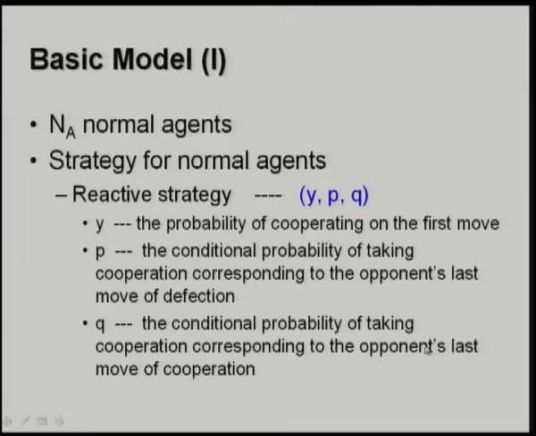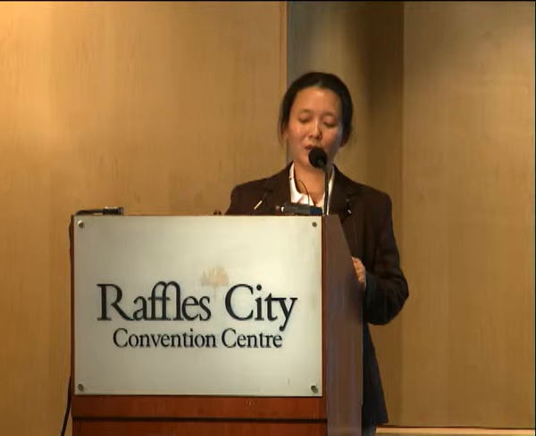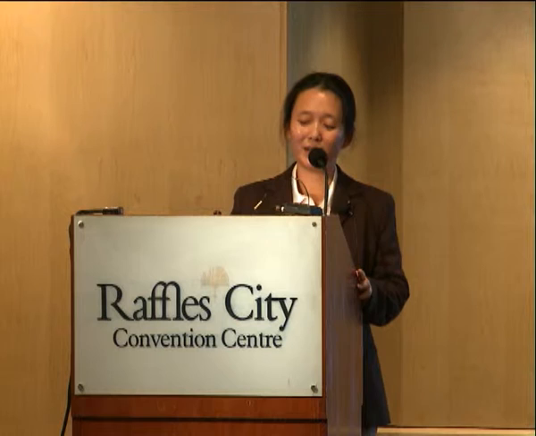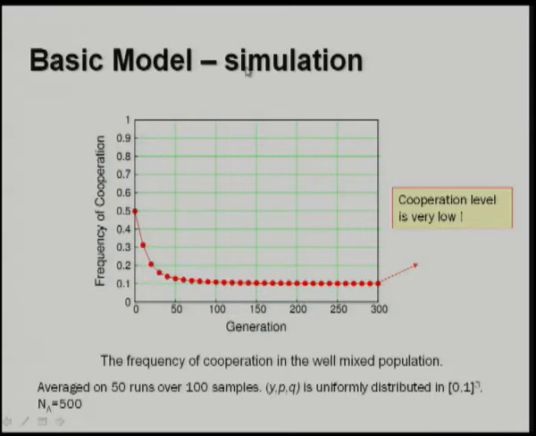Every two agents in the group will play an unknown beta-round prisoner's dilemma game. After playing this beta-round game, they both update their fitness, which is the sum of all the payoffs they get through the games. After all the players finish playing with the others, the system goes into a procedure called reproduction. Individuals reproduce themselves, subject to the rule of survival of the fittest, so the ones with high fitness will have more offspring.